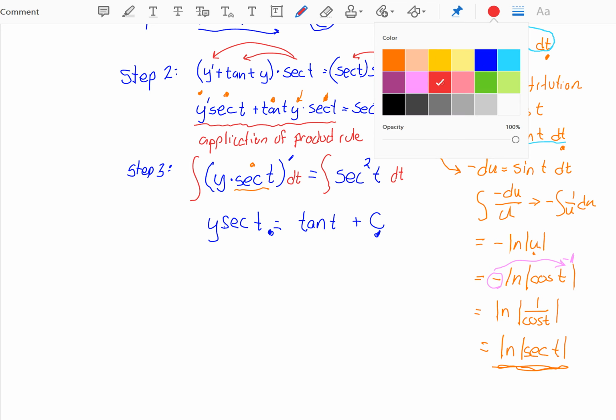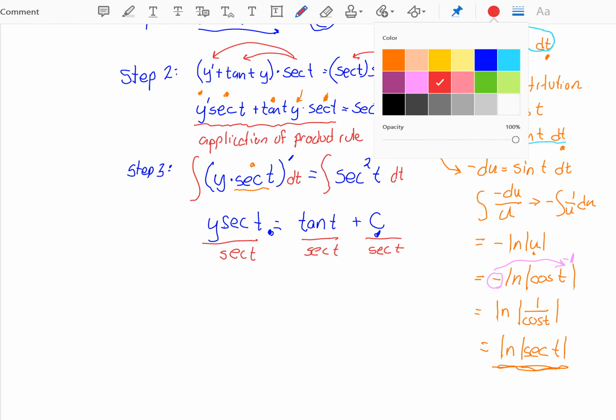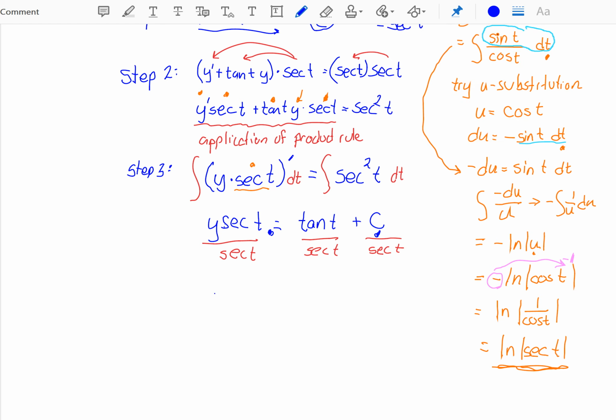Okay, we now want to proceed to solve for y, so we divide everything by the secant of t to obtain y as a function of t equals, now here we want to figure out what is tangent of t divided by secant of t. I want to simplify this. So let's do some side work over here.